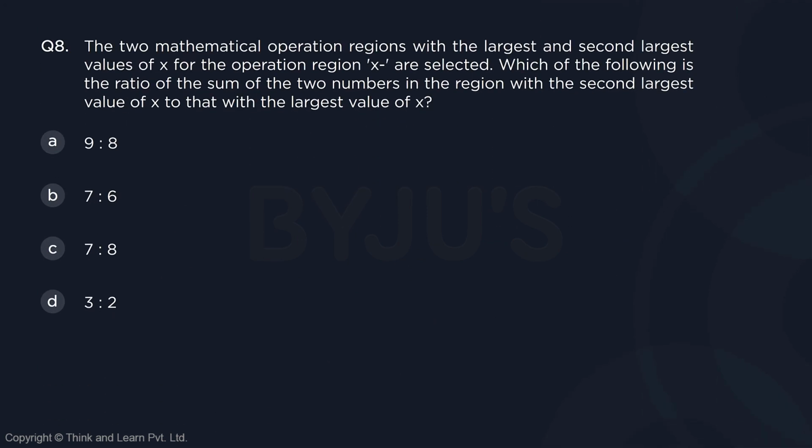Next, the two mathematical operation regions with the largest and second largest values of x for the operation region x minus are selected. So for x minus type, we have selected two mathematical operations with the largest and second largest values of x. Okay. Which of the following is the ratio of the sum of the two numbers in the region with the second largest value of x to that of the largest value of x?